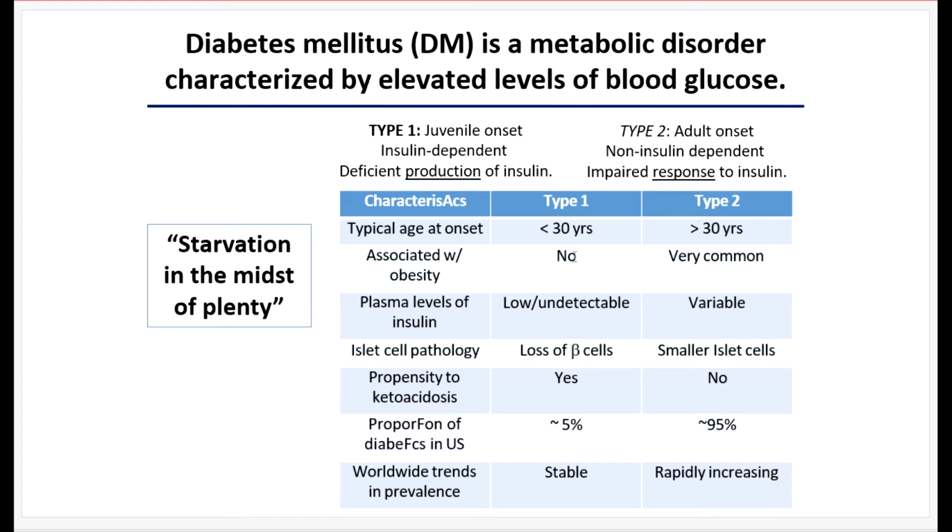Type 1 diabetes is not associated with obesity. It's associated with either a genetic disorder or an infectious disease that causes an autoimmune disorder. Type 2 diabetes is associated with obesity very commonly.